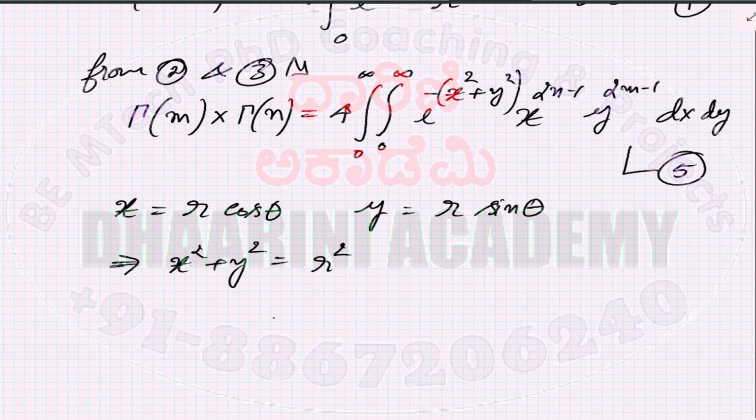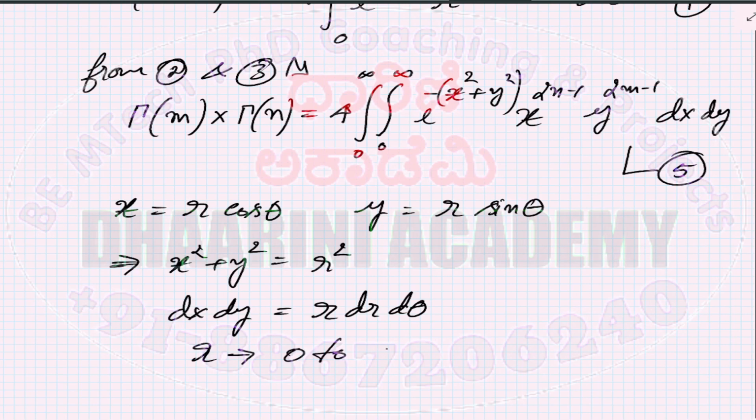There we have another standard substitution, that is dx dy can be substituted as r into dr into d theta. So r and theta are my variables now. X and y will be replaced by r and theta. Since you have double integration, both the variables need to be replaced. And as per this, the variation of r is 0 to infinity, and theta will vary from 0 to pi by 2.